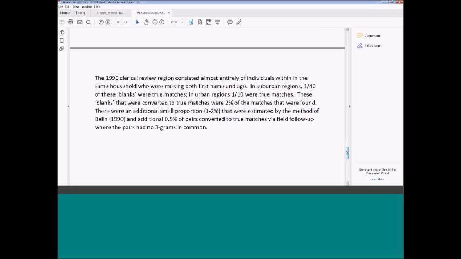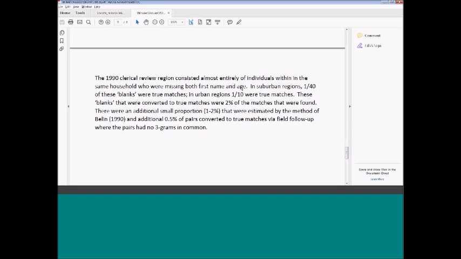The interesting thing, and this says something about what our test deck was like, is that I showed you those curves where there was an in-between region. In the 1990 census, the in-between region consisted almost entirely of pairs where the first name and age were missing. We called those blanks. So we had to follow up somehow. When we did the follow-up, and we had the clerical resources to do that, only 1 out of 40 of those blanks in the suburban regions was actually a true match. In urban regions, because the typographical error rates are higher, only 1 out of 10 of those were.